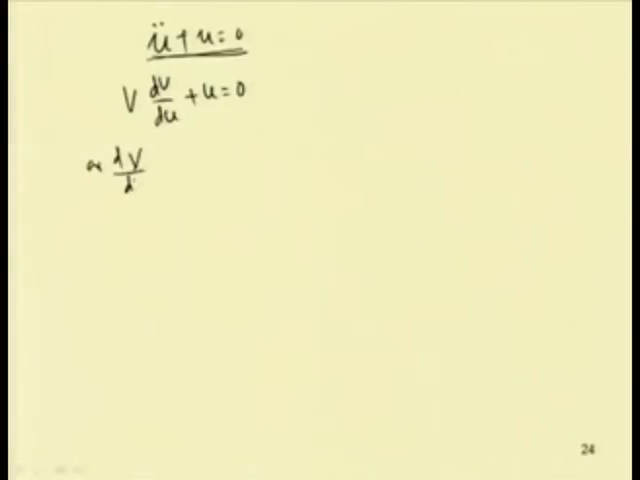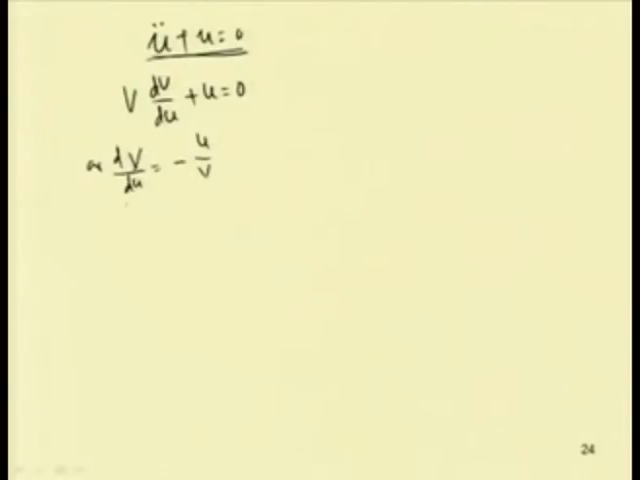For example, let us take a simple linear equation: u double dot plus u equal to 0. In this case, one can write this equation in this form. For u double dot, one can write v into dv by du. So, v into dv by du plus u equal to 0, or one can write v dv by du equal to minus u, or dv by du equal to minus u by v.